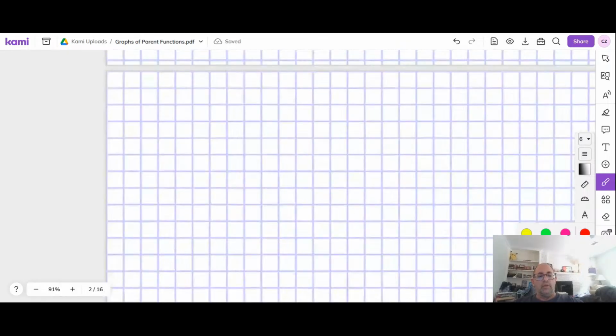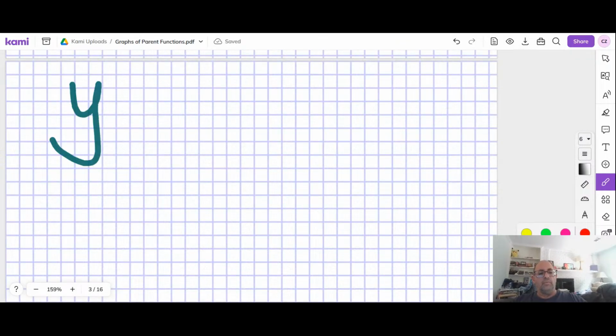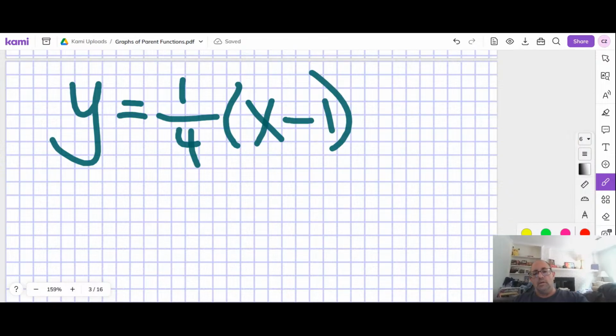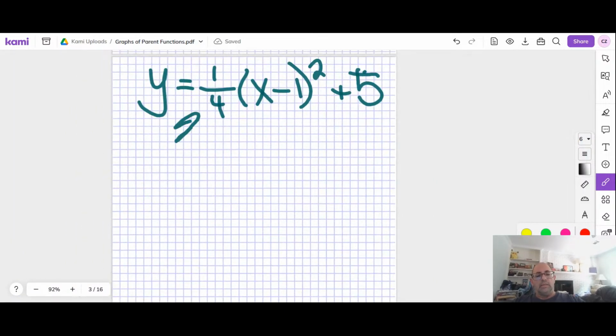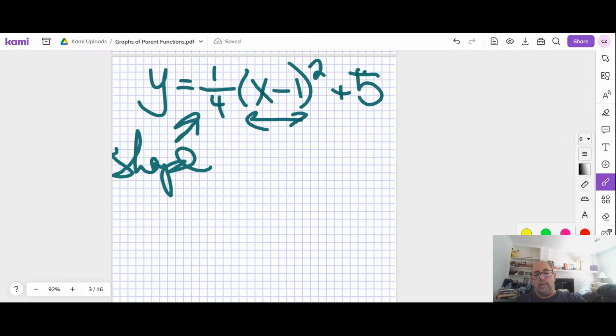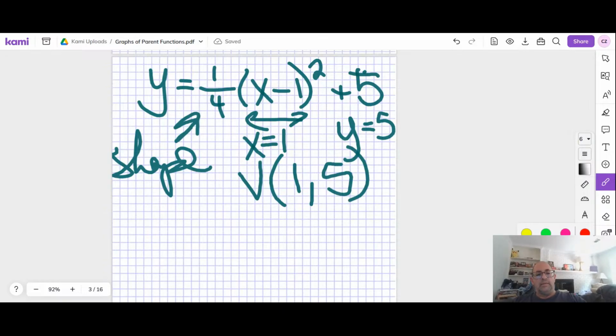And one of the things that you can do to help take care of you when you graph, say it looks like this. Okay, so this is the shape. Notice it's kind of flat. This determines where it sits on the x-axis. So when x equals 1, and now the y coordinate is 5. So the vertex is 1, 5, and it's kind of flat.